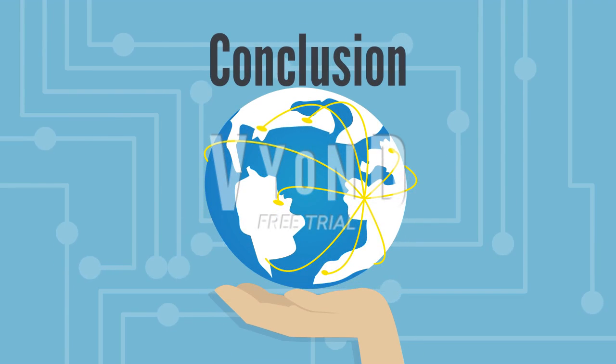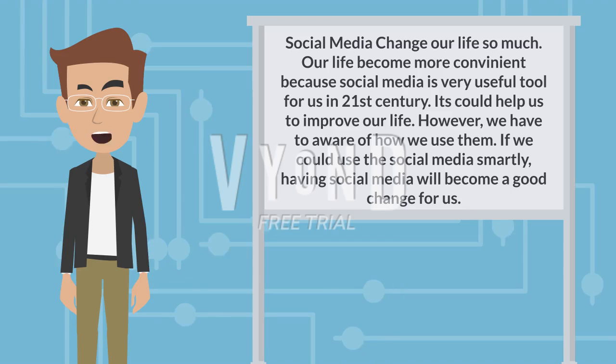Conclusion. Social media has changed our life so much. Our life has become more convenient because social media is a very useful tool for us in the 21st century. It could help us to improve our life. However, we have to be aware of how we use it.